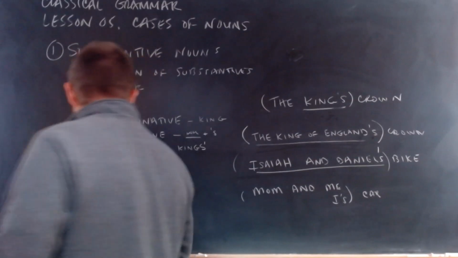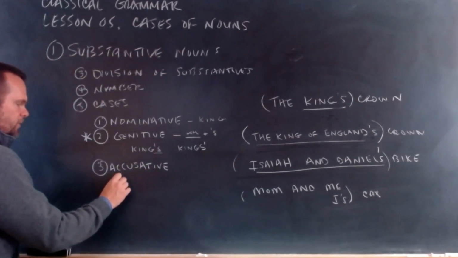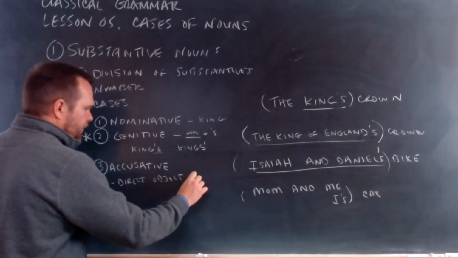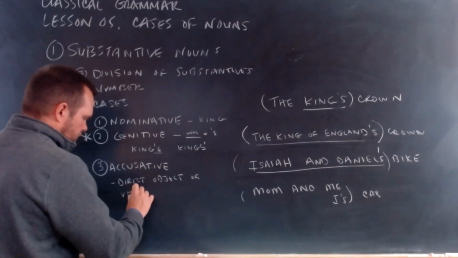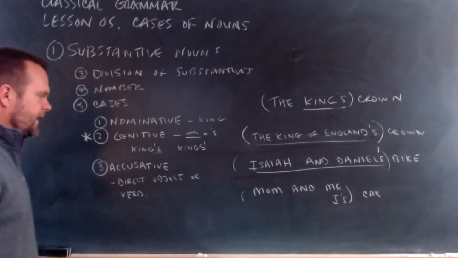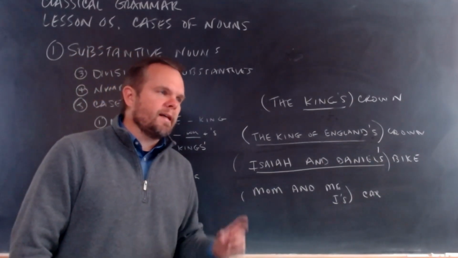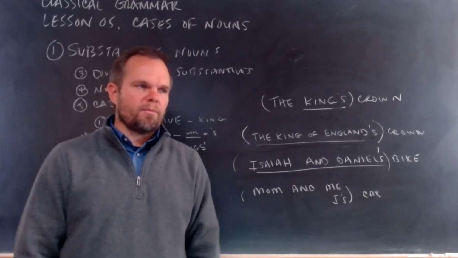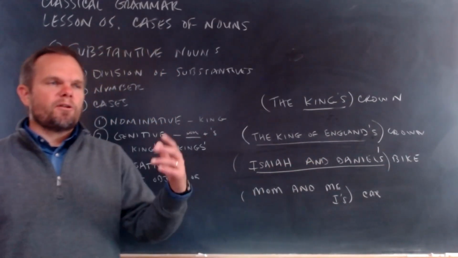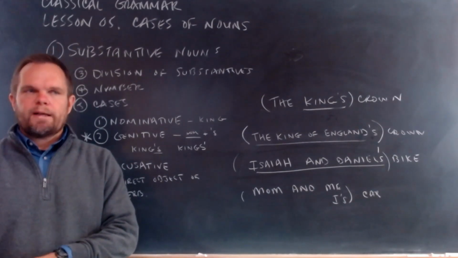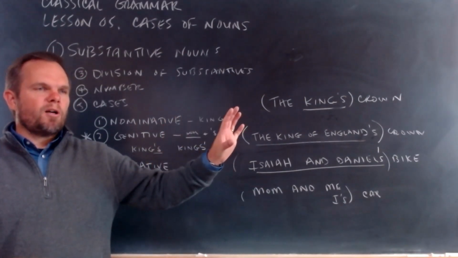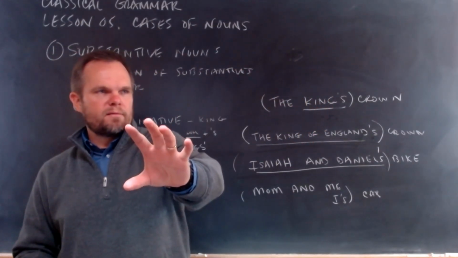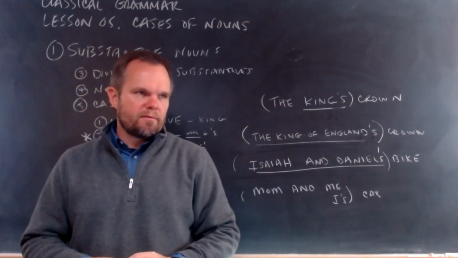So the accusative case is used to express what's called the direct object of the verb. The accusative case is used to show that the noun is the direct object of the action of the verb. In elementary grammar, you learned about transitive verbs, right? Transitive verbs, remember that? Transitive verbs are verbs where the action of the verb requires an object. That idea is what we're talking about here, right?